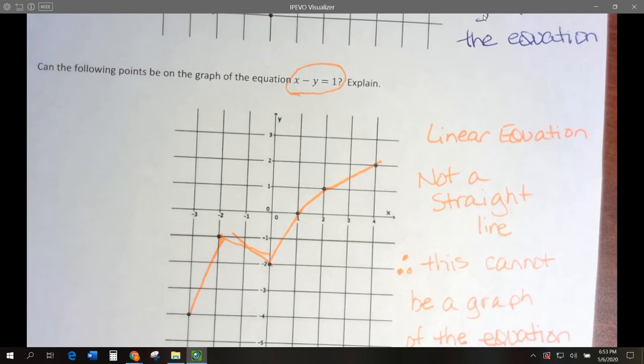So I hope you're understanding that when we have linear equations, their graph must be a straight line. If it is not a straight line, it's not going to be a graph to a linear equation.